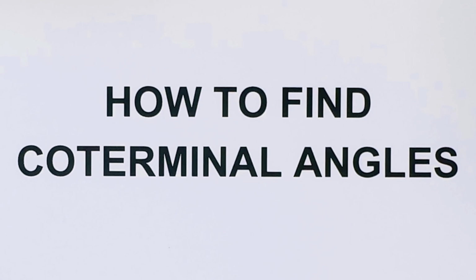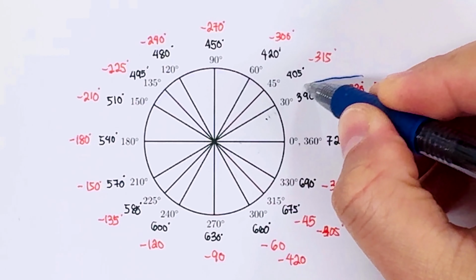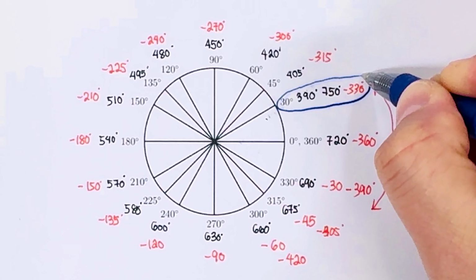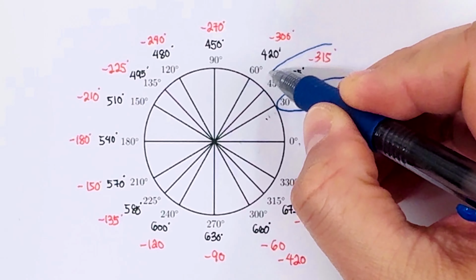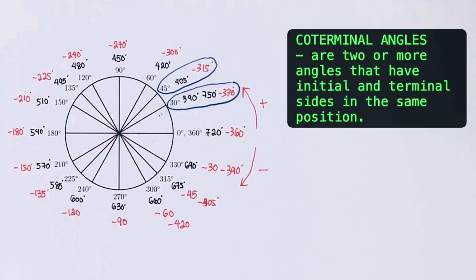Hello everyone, this video will show how to find coterminal angles. Before we go over some examples, let's have a review on the basic definition for coterminal angles. These angles that we have right here, which are a match, are called coterminal angles. By definition, coterminal angles are two or more angles that have initial and terminal sides in the same position.